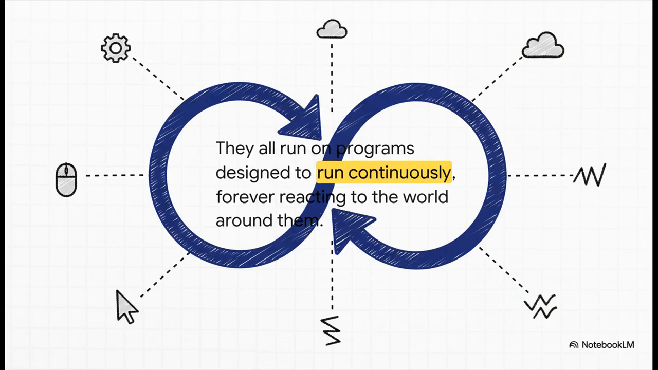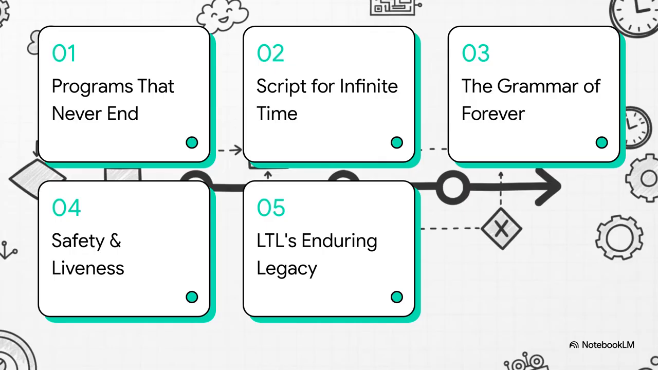And that creates a huge challenge. How on earth do you prove that a pacemaker will always keep the right rhythm, or that a rover will never accidentally drive off a cliff? So to figure that out, here's our game plan. First, we'll get a handle on these programs that never end. Then, we're going to use a really cool analogy, a script for infinite time. After that, we'll dive into the grammar of forever, see how it ensures systems are both safe and responsive. And finally, we'll look at the incredible legacy of this idea.